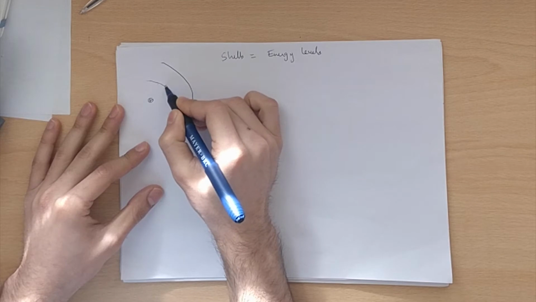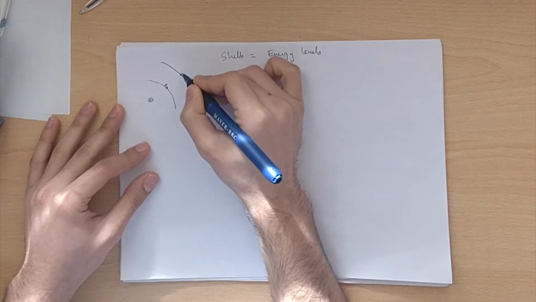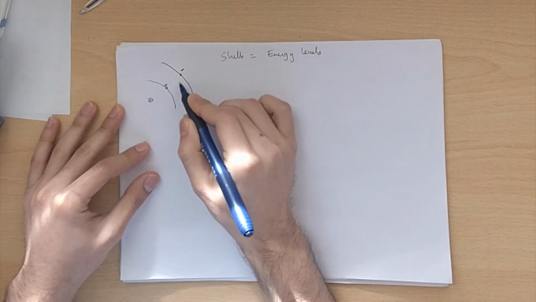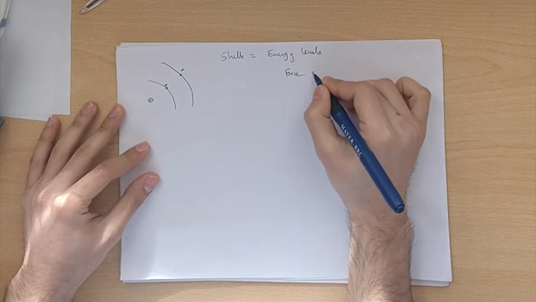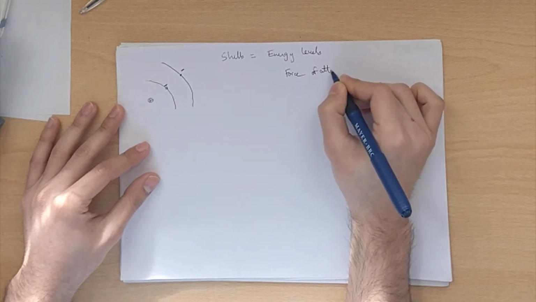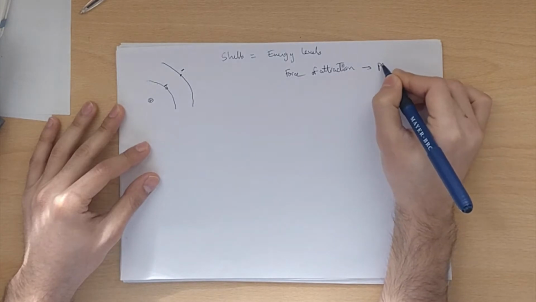If the electron's closer to the nucleus, it experiences a greater force of attraction. If it's farther away, it experiences a slightly weaker force of attraction. Now this force of attraction manifests itself as potential energy.